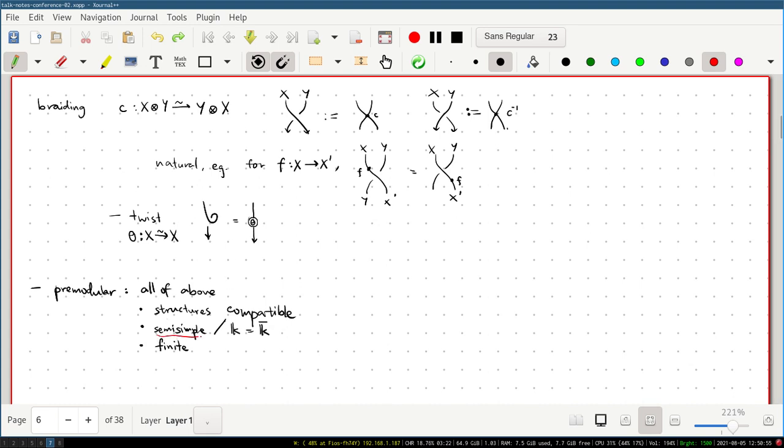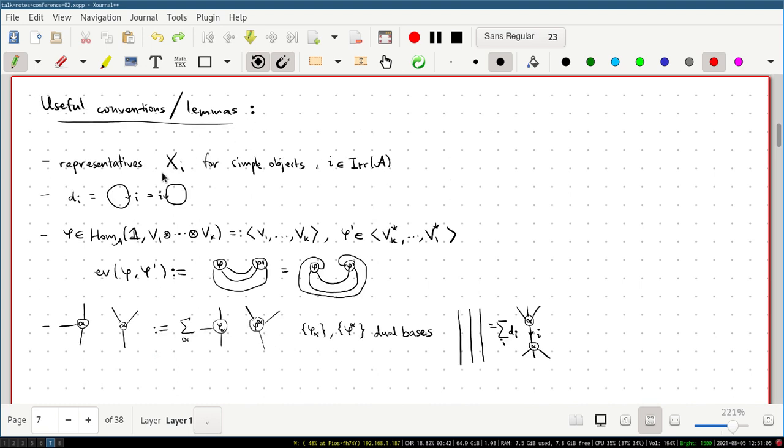I assume premodular categories to be semi-simple over an algebraically closed field of characteristic zero, and they should have finitely many simple objects. For each simple, I'll choose a representative for each equivalence class of simple object, and I'll denote by di the categorical dimension of that simple object. The invariant subspace of some tensor product will be denoted like this. And so if I dual all the objects in reverse order, this naturally is dual to this space via this evaluation pairing.